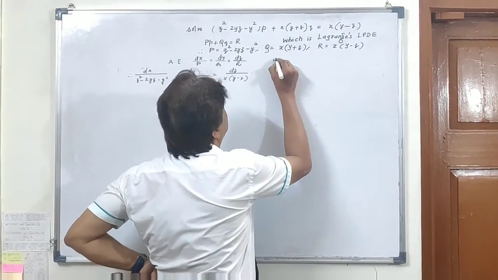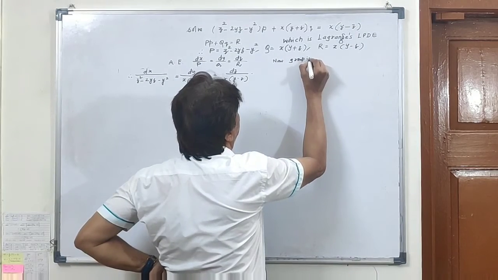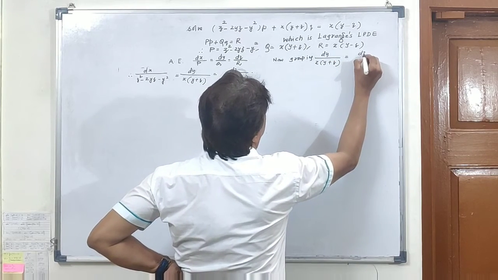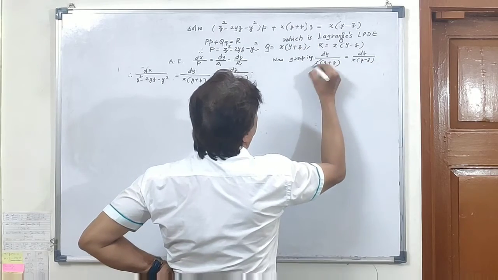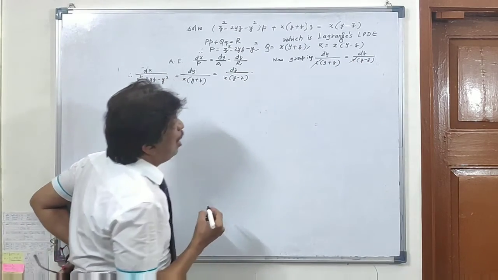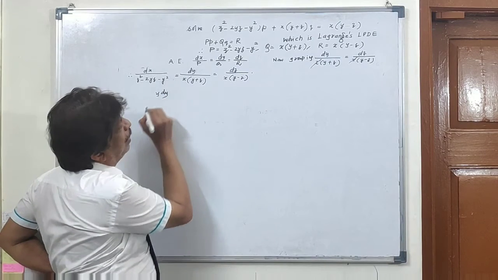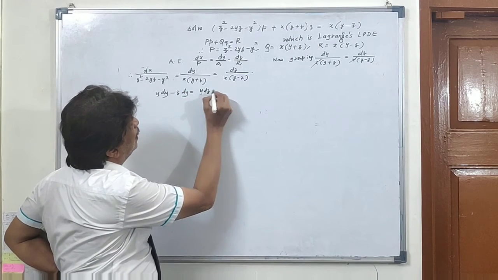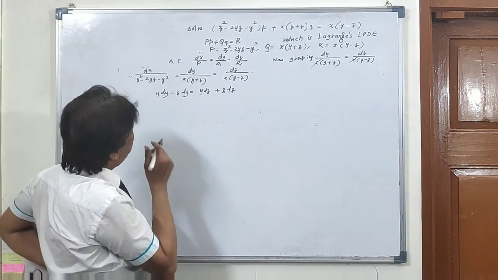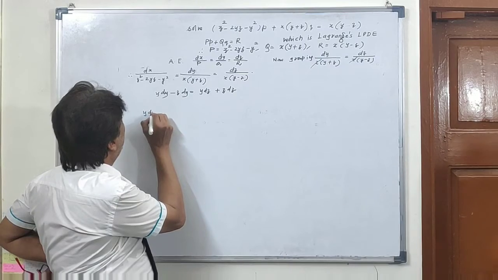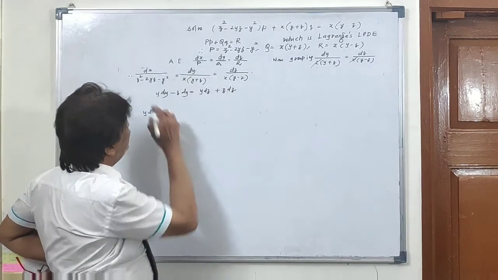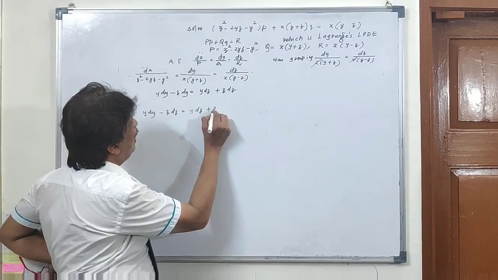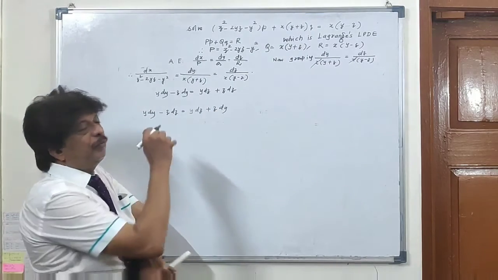Now grouping. dy upon x into y plus z equal to dz upon x into y minus z. Here obviously x goes. After cross multiplying, y dy minus z dy equal y dz plus z dz. So we see here y dy minus z dz is equal to y dz plus z dy.